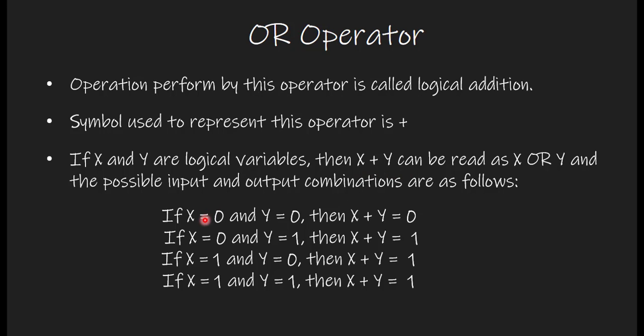So we can give x equal to 0 and y equal to 0, or x equal to 0 and y equal to 1, or x equal to 1 and y equal to 0, or x equal to 1 and y equal to 1. So these are the possible input values. Then what will be the output corresponding to each value? When x and y both are 0, the output will be 0.